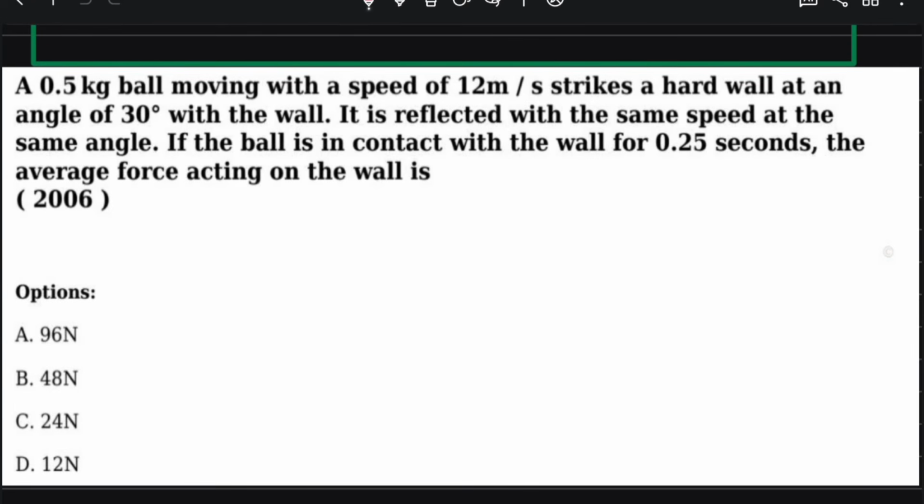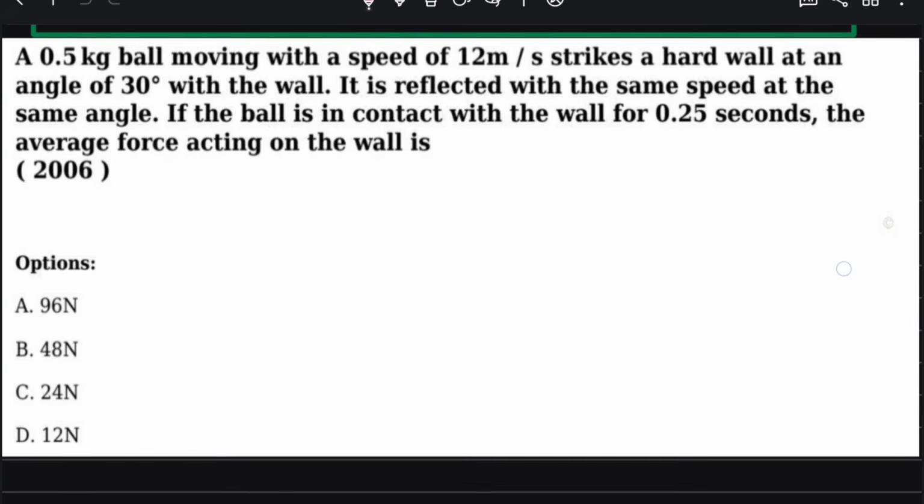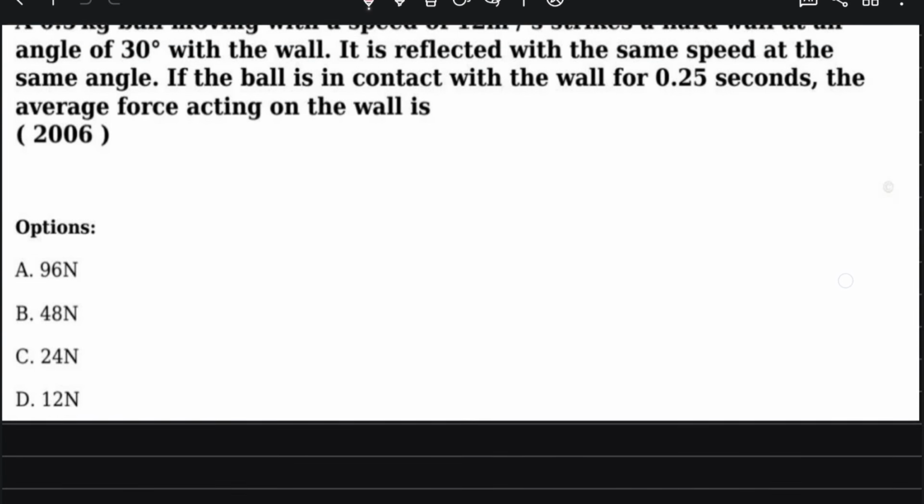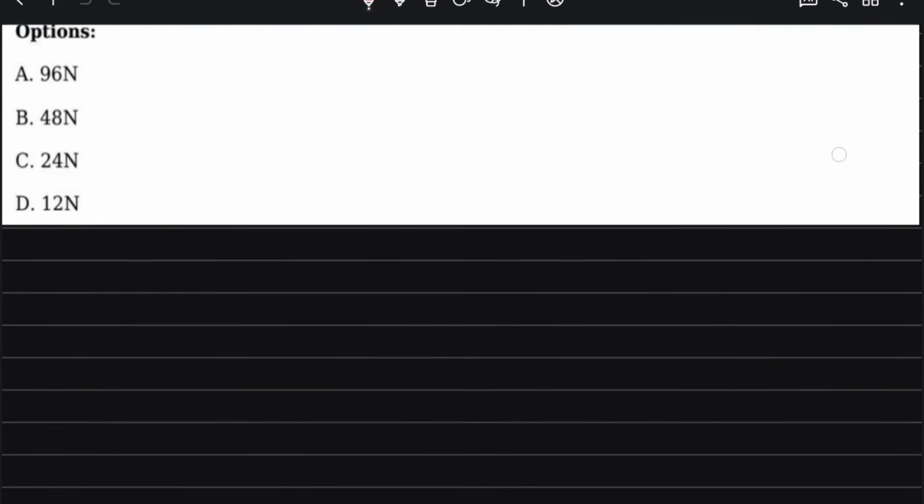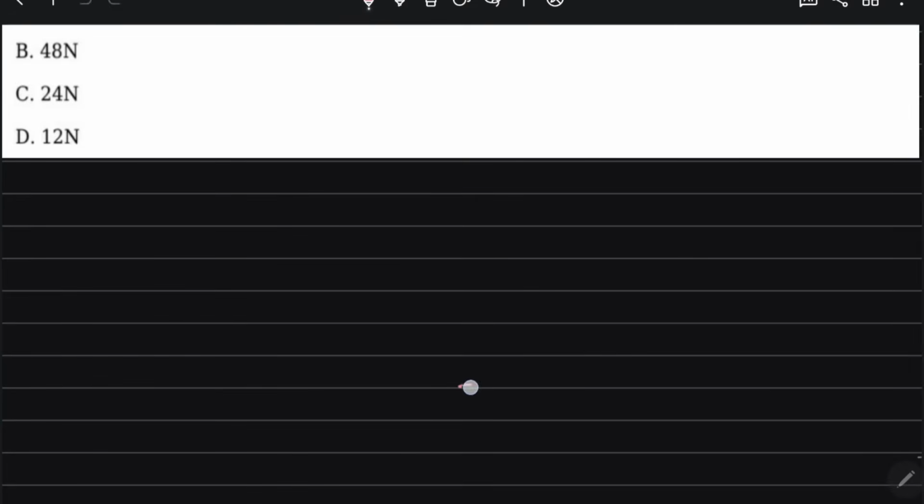A 0.5 kg ball moving with a speed of 12 meters per second strikes a hard wall at an angle of 30 degrees with the wall. It is reflected with the same speed at the same angle. If the ball is in contact with the wall for 0.5 seconds, what is the average force exerted on it? So it is like this situation. I draw the diagram.